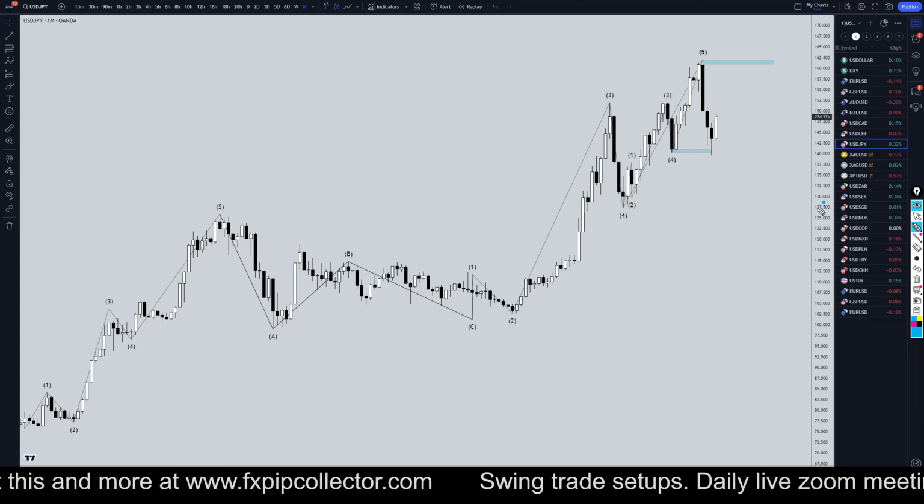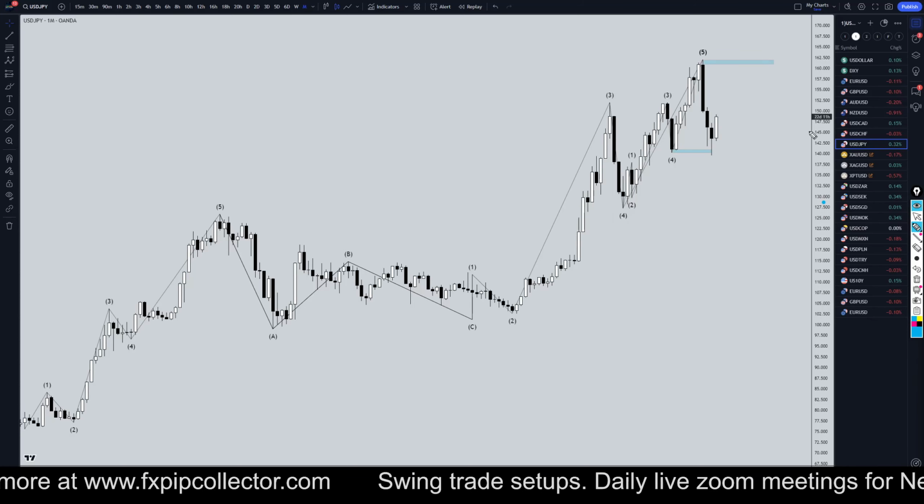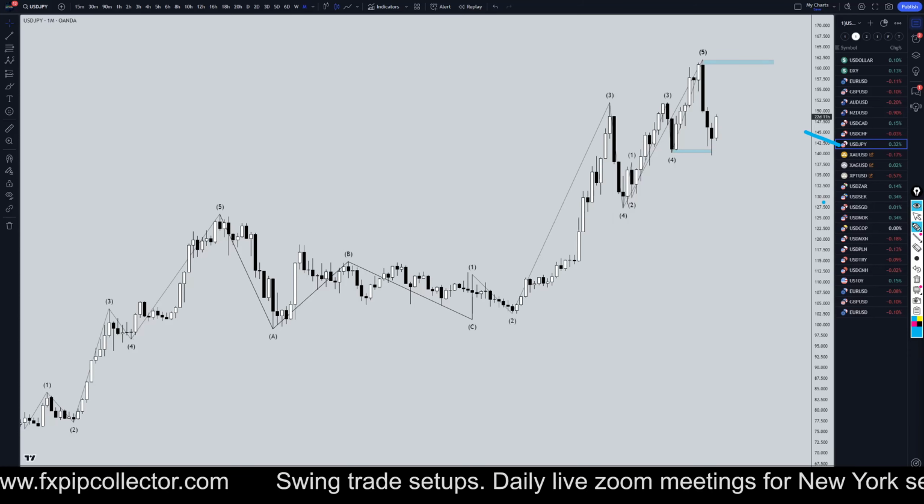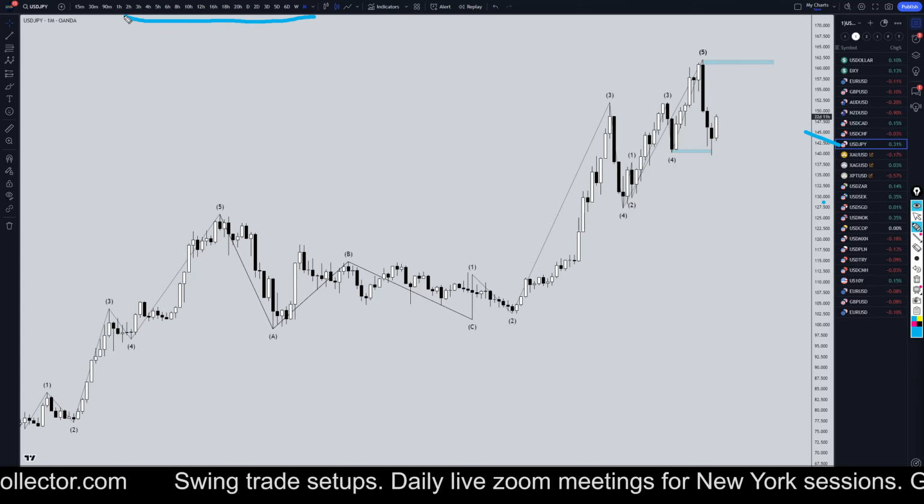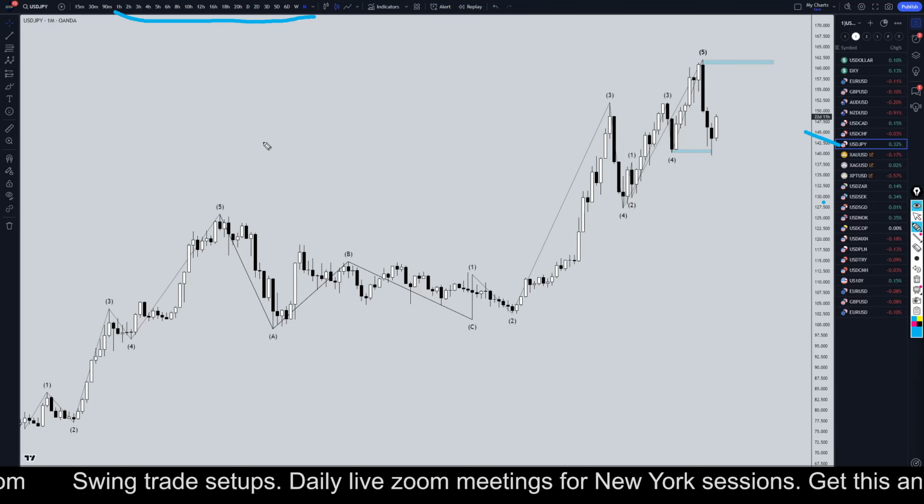Today is Wednesday, October 9th, and I'm going to be analyzing the US dollar yen, starting on the monthly, working my way all the way down to the 1 hour time frame for the full top-down analysis.